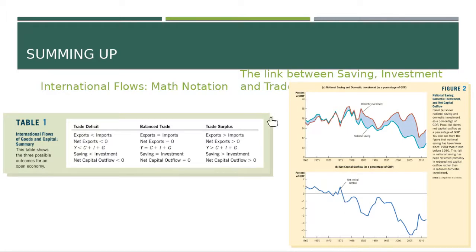Fascinatingly, if we look over here, we can see the link between saving, investment, and trade in the following table. This is national saving and domestic investment as a percentage of GDP. This is Figure 2 in your text. Notice that domestic investment in the United States is consistently higher than the national savings rate. Why is this? Well, net capital outflow provides some explanation. Net capital outflow is negative in the United States, which means that national saving has to be lower than domestic investment.